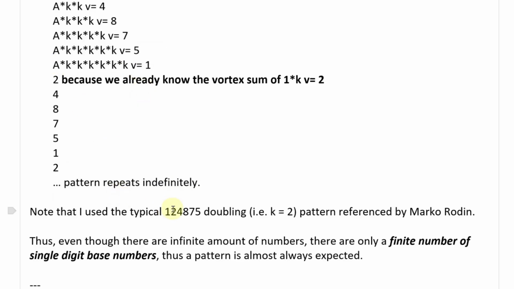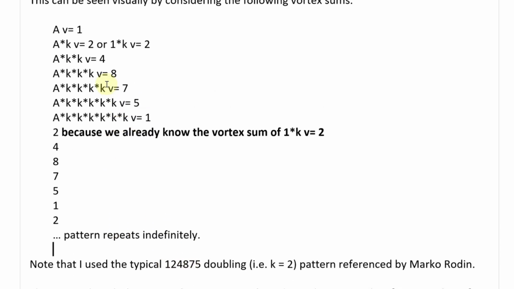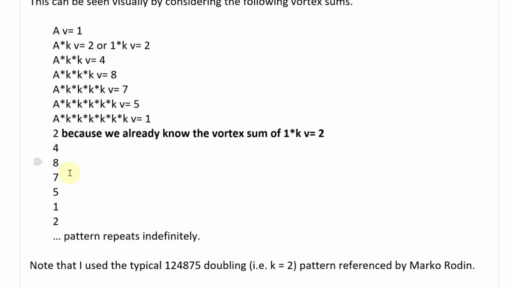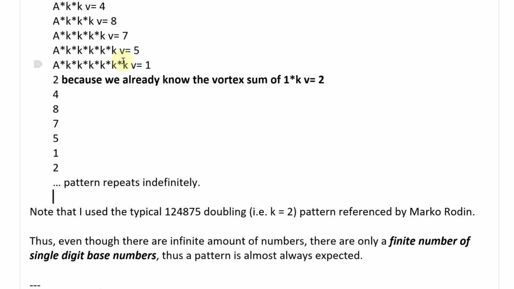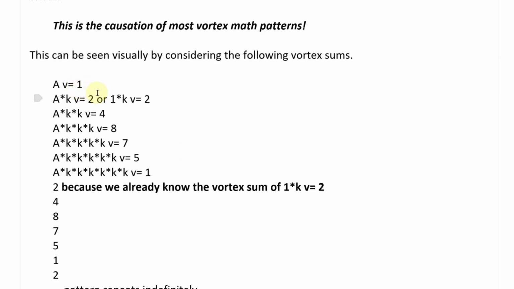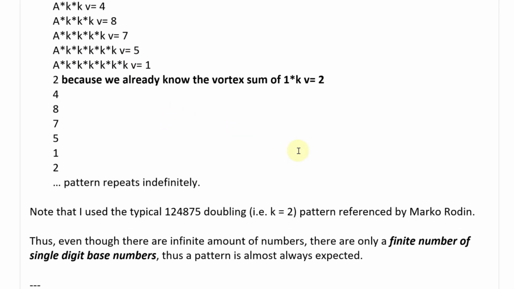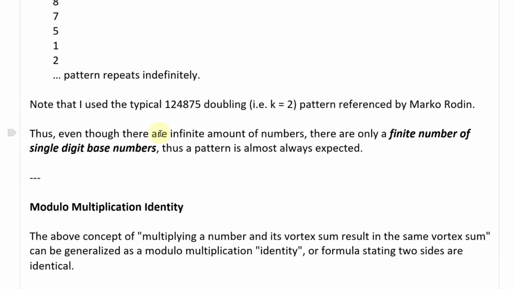So note that I used the typical 1, 2, 4, 8, 7, 5. The doubling pattern, in other words, K is equal to 2. So yes, 1 times K, 1 times 2 is 2. I.e. K equals 2, the pattern referenced by Marco Rodin is the main one right here, and I'll go over it later in this video as well.